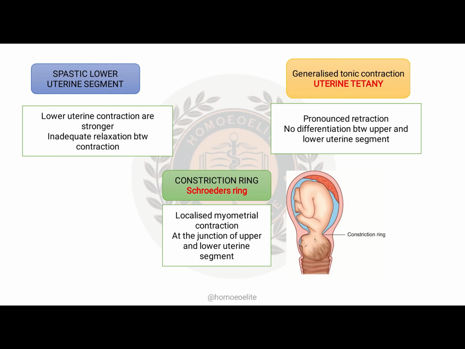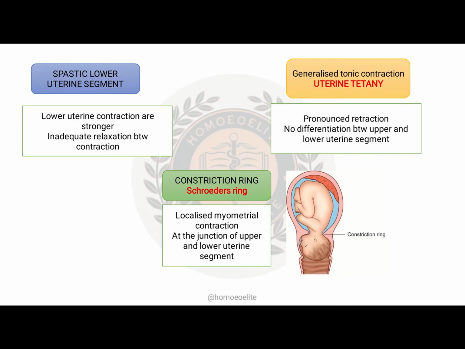So here you will have various other causes. It could be because of a spastic lower uterine segment, constriction ring, or generalized tonic contraction. What do you mean by spastic lower uterine segment? Here only the lower uterine segment contracts, so there will be no relaxation phase, and even if it is present, it will be very inadequate. That is spastic lower uterine segment.